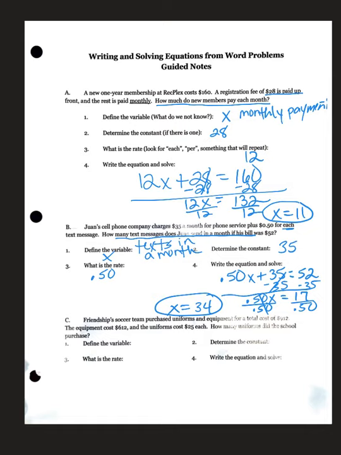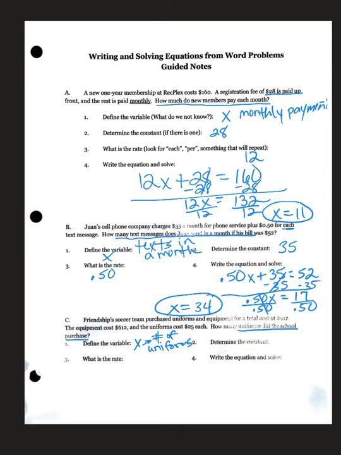Okay, C. Friendship's soccer team purchased uniforms and equipment for a total cost of $912. The equipment cost $612 and the uniforms cost $25 each. How many uniforms did the school purchase? Define the variable. Again, that's what we don't know. x is how many uniforms did the school purchase. So x is the number of uniforms. That's what we've got to solve for.